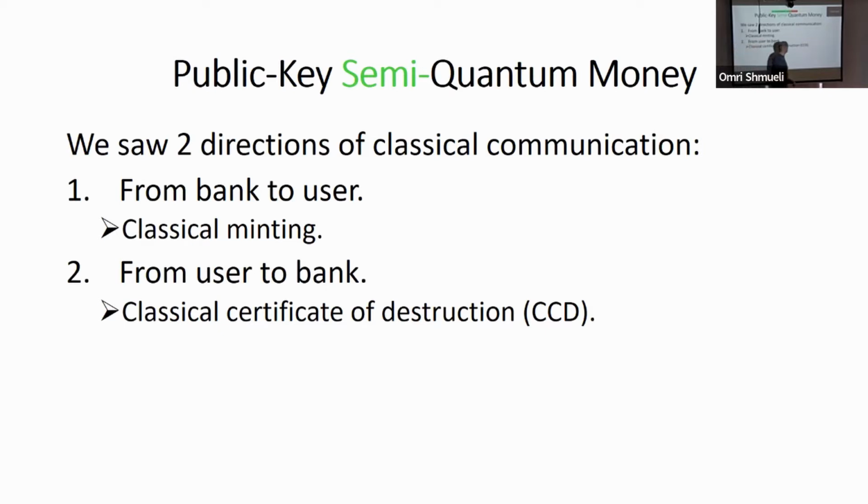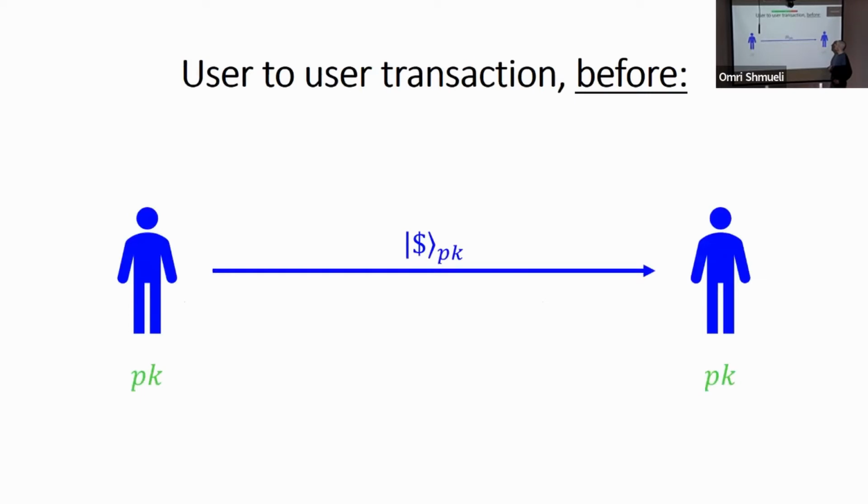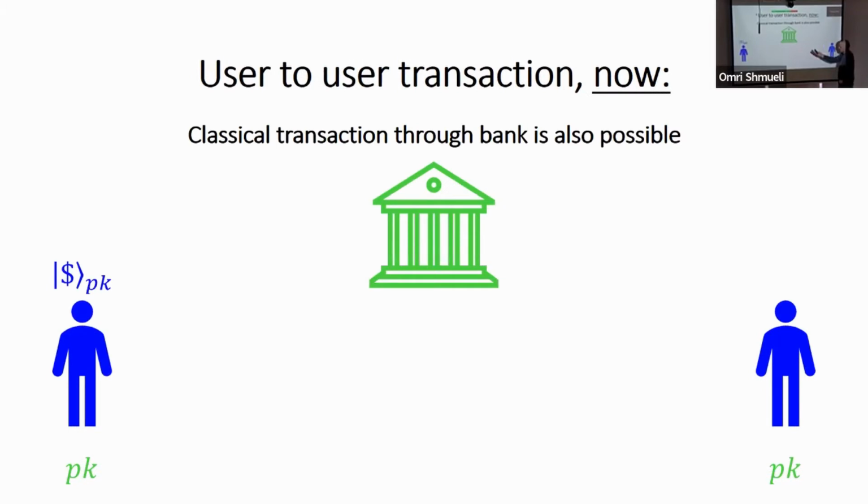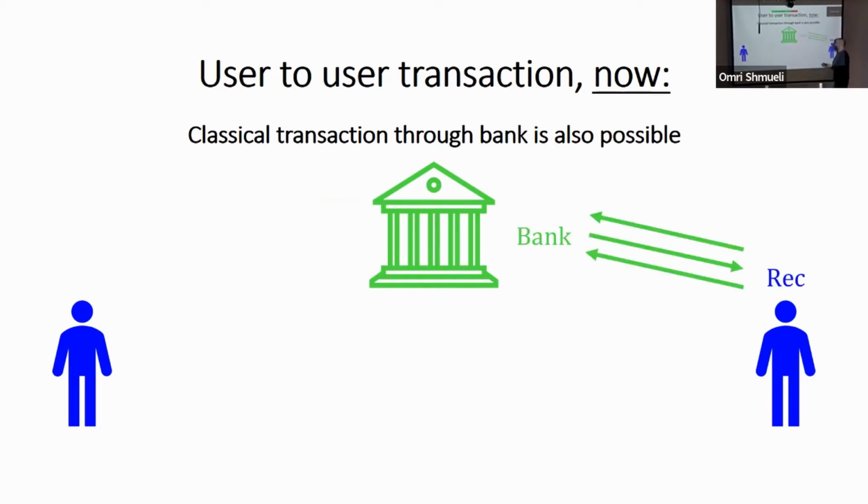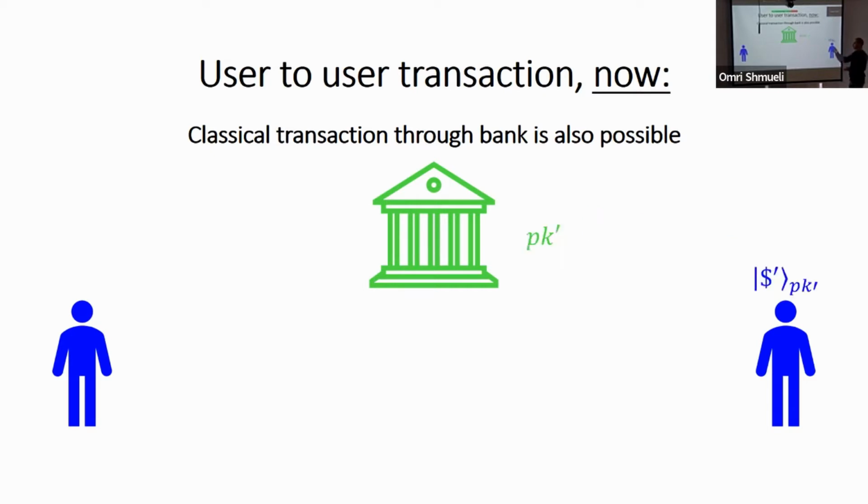Okay, so we saw two directions of classical communication: from bank to user by classical minting, and from user back to the bank by the CCD mechanism. From one user to another, before we had only the quantum option. And now, if Alice, one side, wants to send Bob, say $100 worth of this quantum banknote using only classical communication, Alice can destroy the banknote, send the certificate to the bank, the bank verifies it, and then effectively sends the $100 to Bob by generating a new quantum banknote on the computer of Bob, the receiver of this protocol.